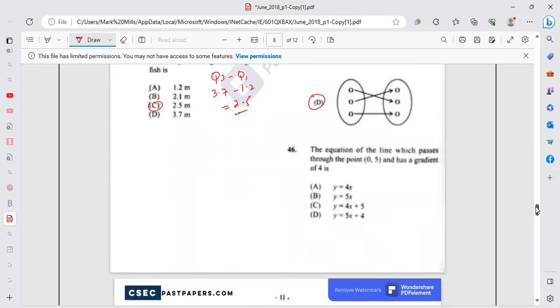The equation of line which passes through the point 0,5 is, so here you are going to write the equation y is equal to mx plus c, right? So it will be y, they say the gradient is 4, so y is equal to 4x plus the c would have been 5 because it passes through 0 and 5, the y-intercept, so 5. So the answer would have been this, 4x plus 5.